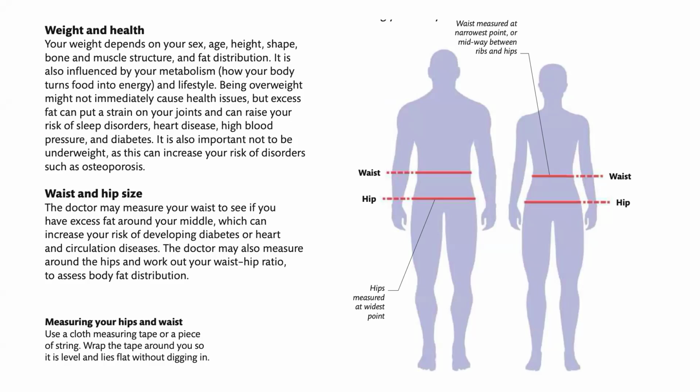Waist and hip size. The doctor may measure your waist to see if you have excess fat around your middle, which can increase your risk of developing diabetes or heart and circulation diseases. The doctor may also measure around the hips and work out your waist-hip ratio to assess body fat distribution. Measuring your hips and waist: use a cloth measuring tape or a piece of string. Wrap the tape around you so it is level and lies flat without digging in.